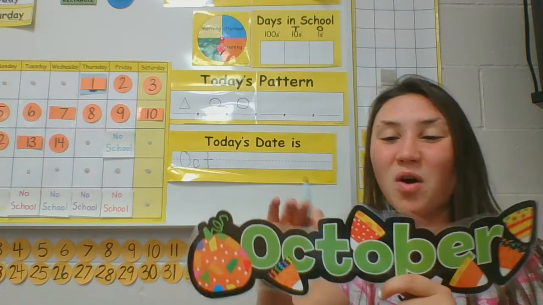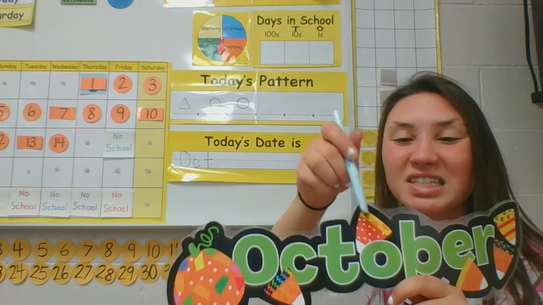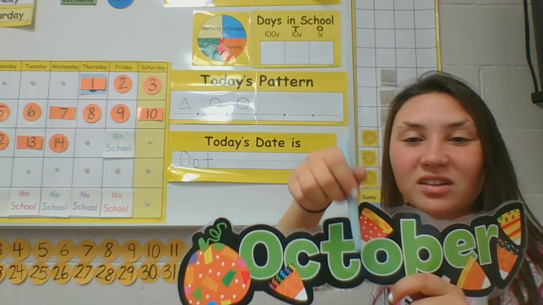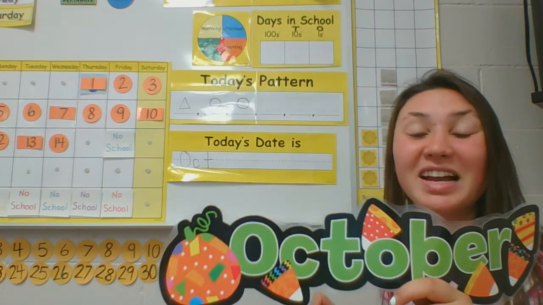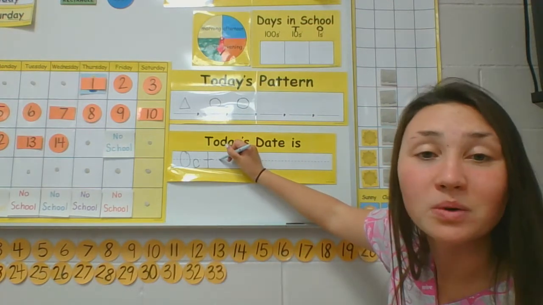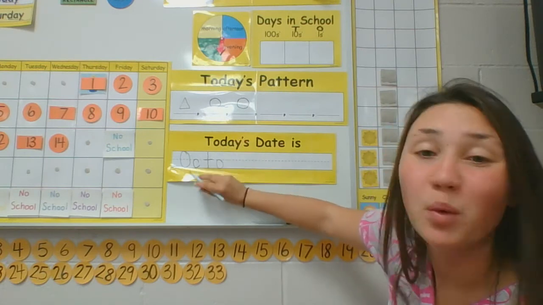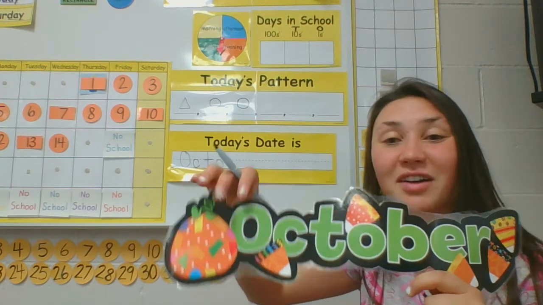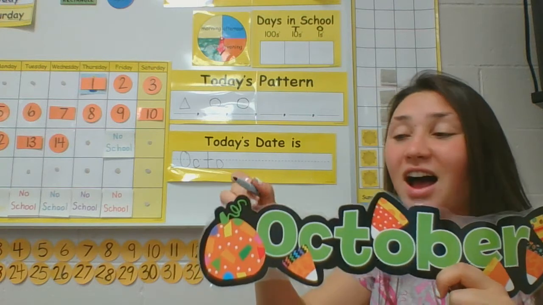All right, boys and girls. What letter comes after this T? What letter is this here? Just a regular circle. Yep, it's an O, a lowercase o. Two O's in October, right? But one is capitalized and one is lowercase. All right, let's move on to our next letter.